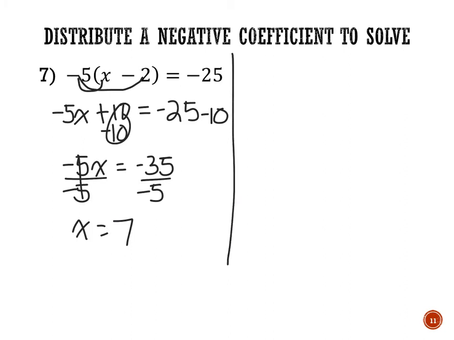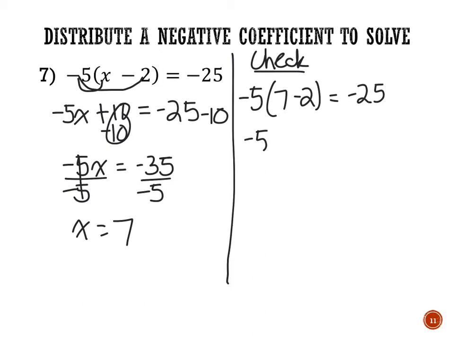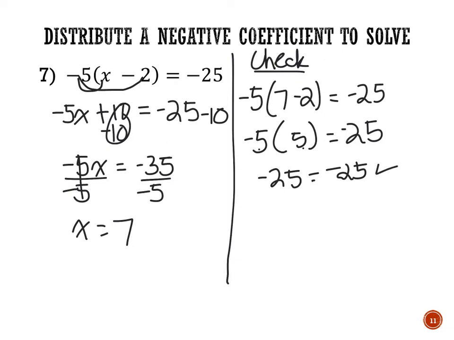So I'm going to check my problem. Negative 5 times (7 minus 2) equals negative 25. 7 minus 2 equals 5. Negative 5 times 5 is negative 25, equals negative 25. My answer checks out. x equals positive 7.